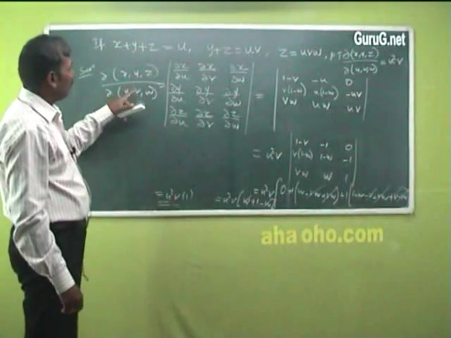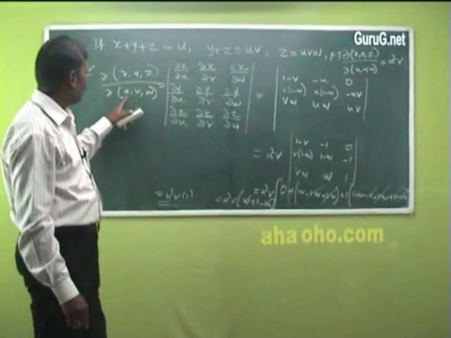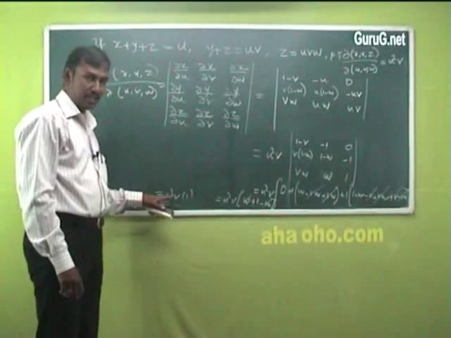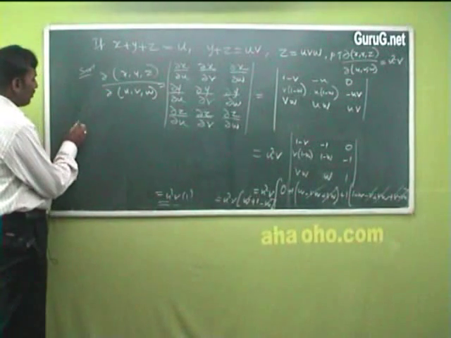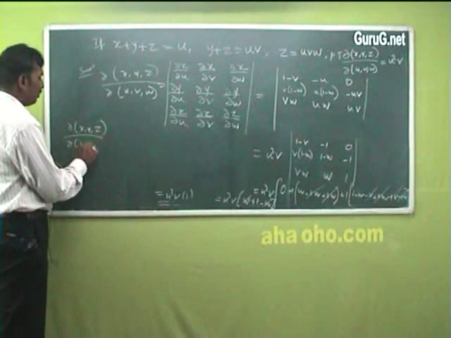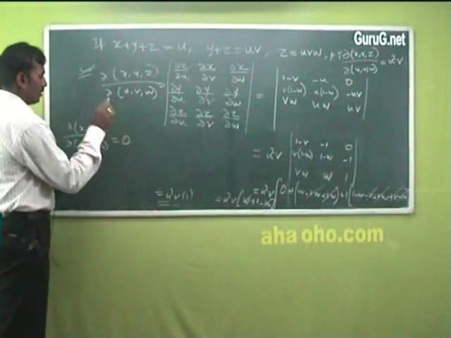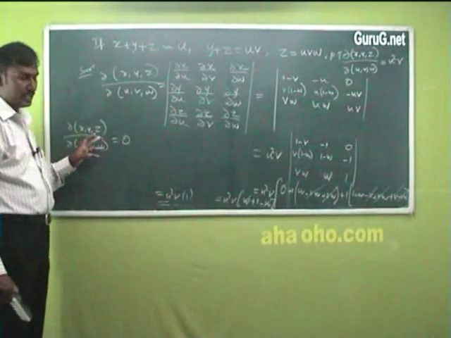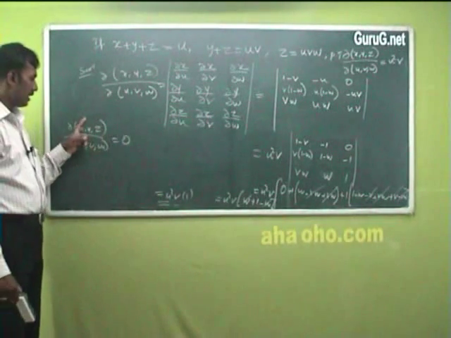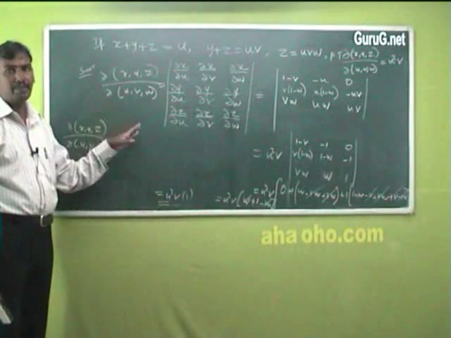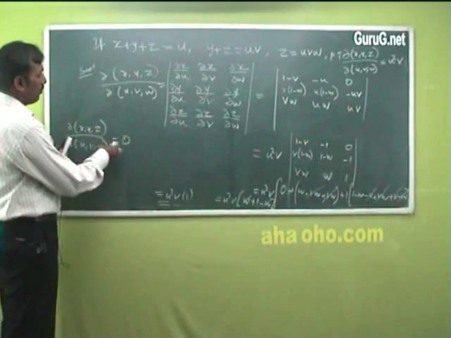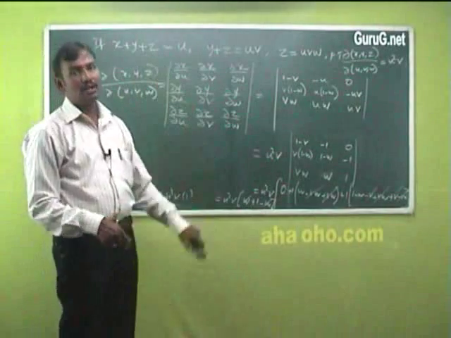So in this problem we have proved this result: dou of xyz by dou of uvw equal to u squared v. Suppose instead of u squared v we may get 0. In that case, we can say that the Jacobian value is 0. Suppose dou of xyz by dou of uvw equal to 0. So we can say that these functions x, y, z are functionally dependent. If the Jacobian value is 0, we can say that the given functions are functionally dependent. If it is not equal to 0, they are functionally independent. Okay? Remember, if the Jacobian value is 0, we can say the functions are functionally dependent.